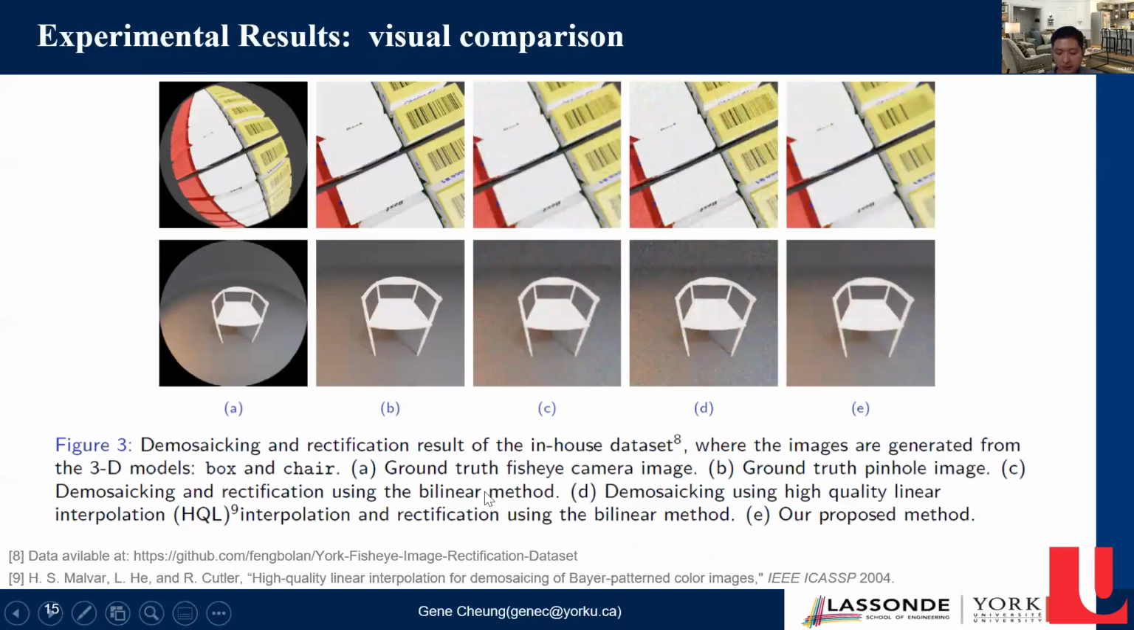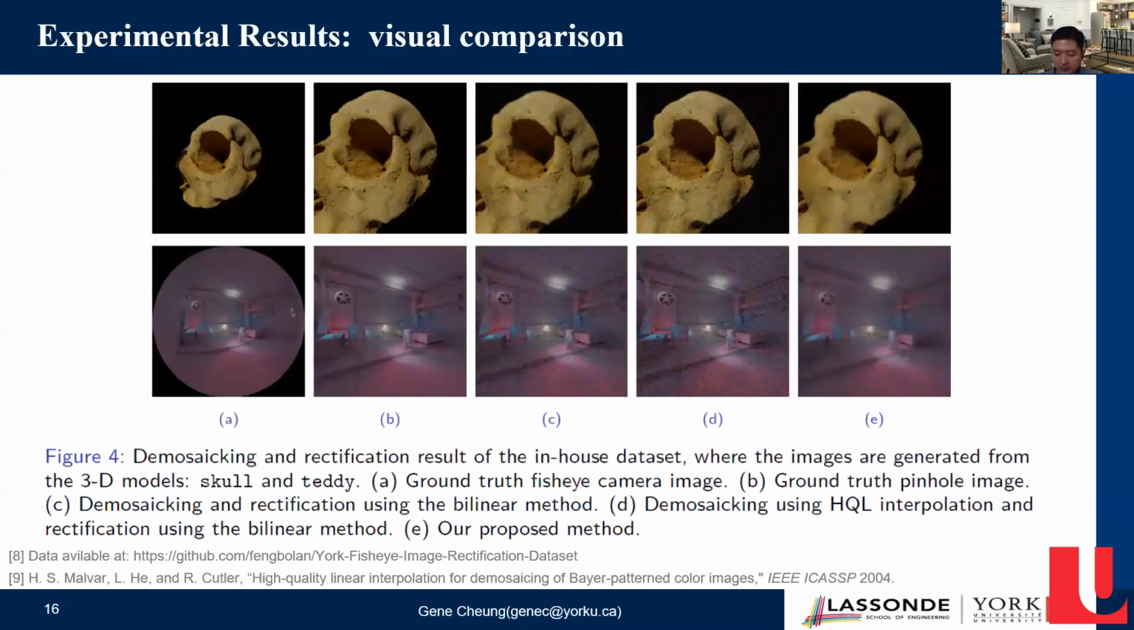These are some preliminary results based on our in-house database, which can be accessed here. We compare to other approaches, some of which do this in two steps. For example, in D, they first do demosaicing and then do the rectification using a bilinear method. Compared to these two, you can clearly see that we have much better performance. Some more results here: again, if you compare D and E, where this is the separate approach and this is the joint approach, we do better.